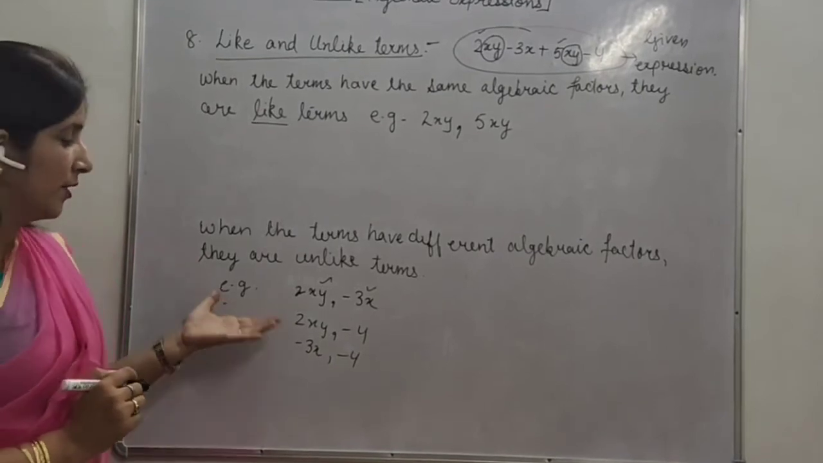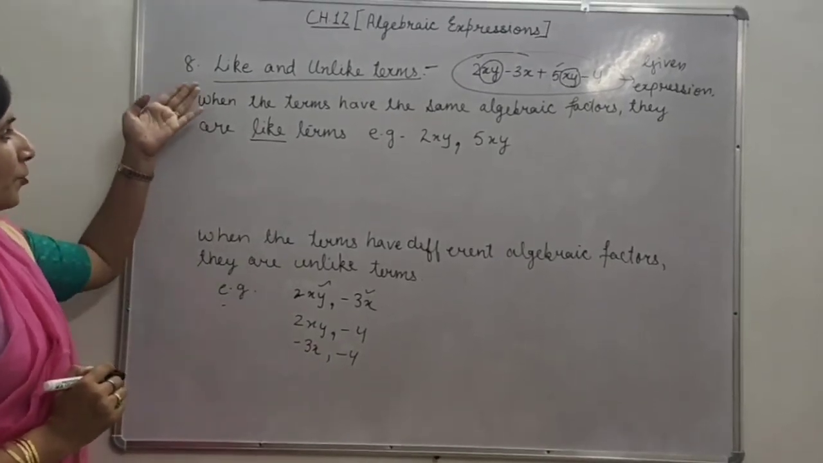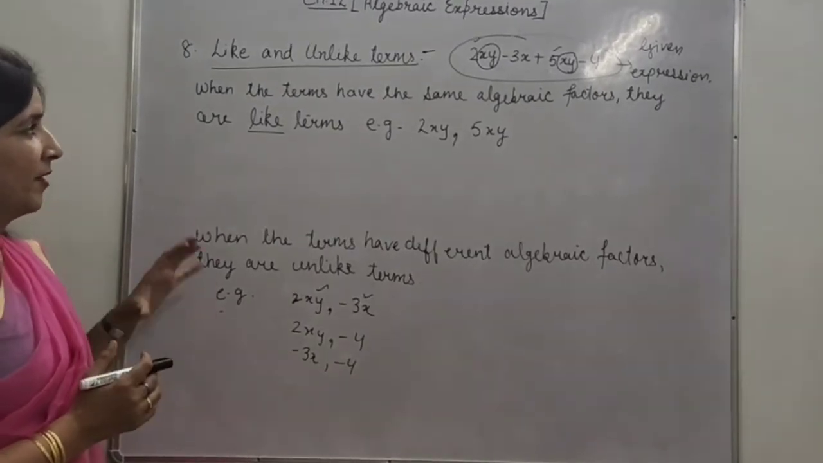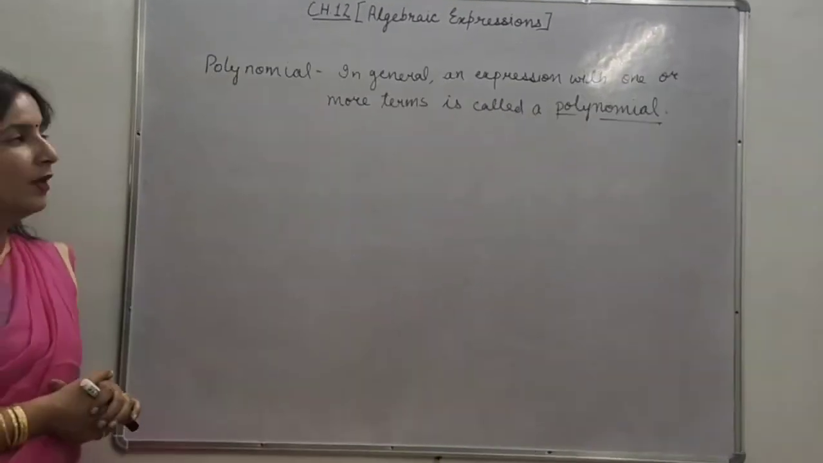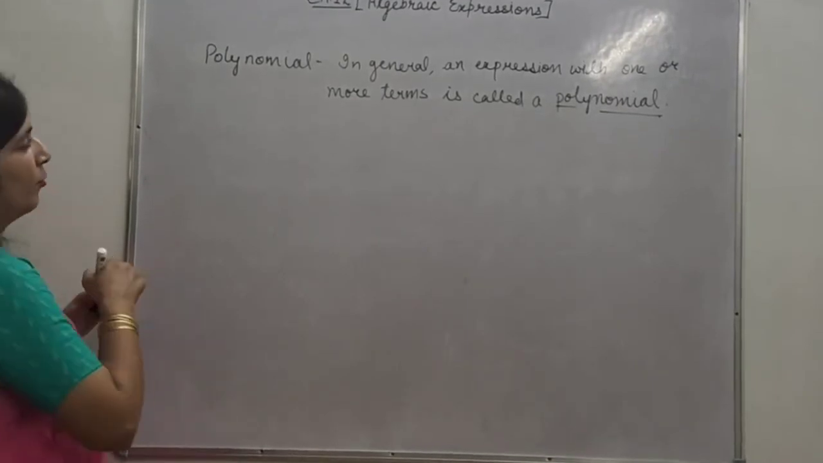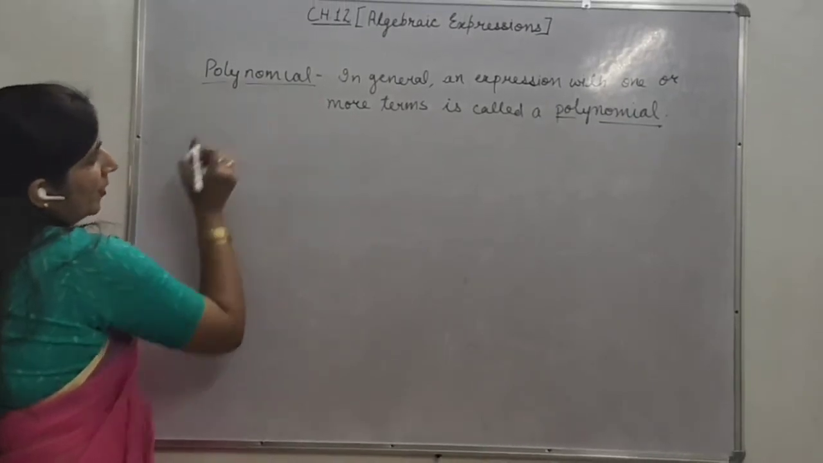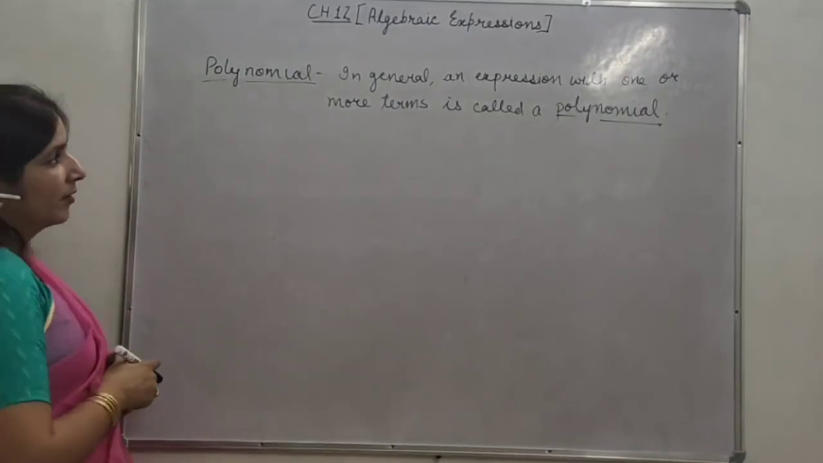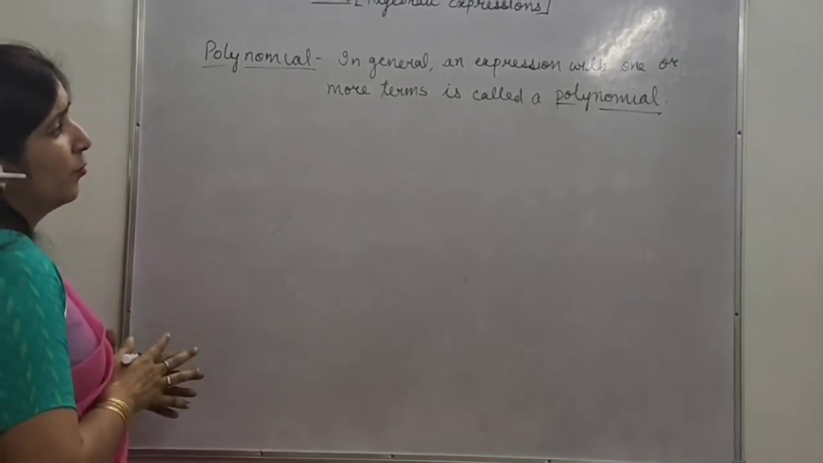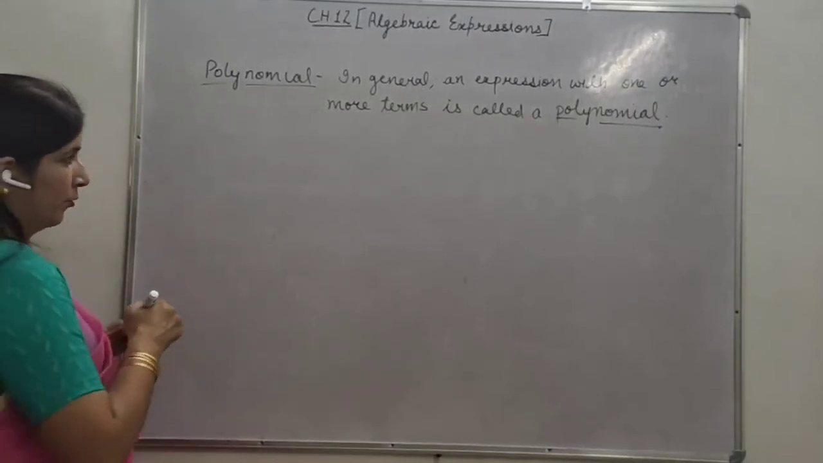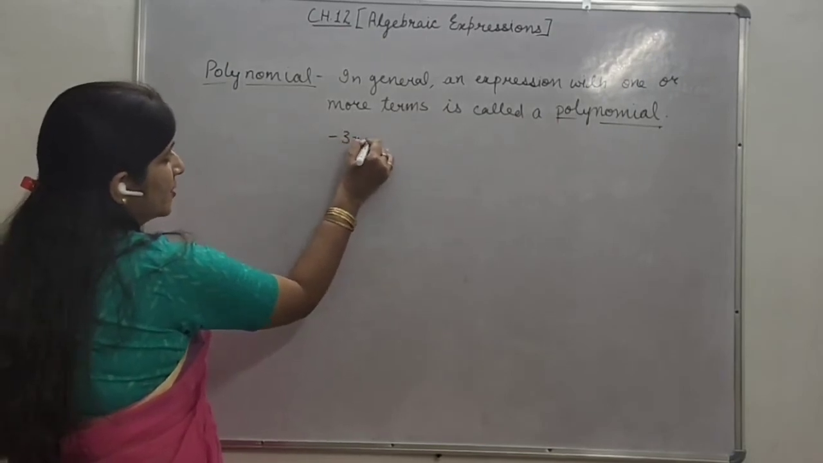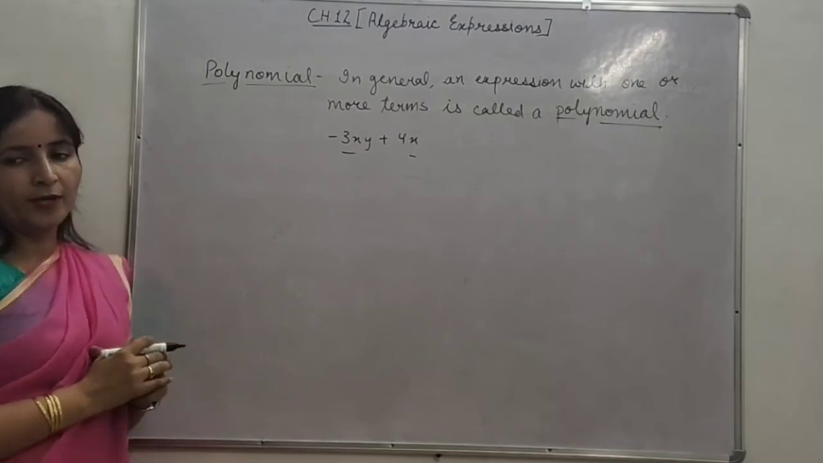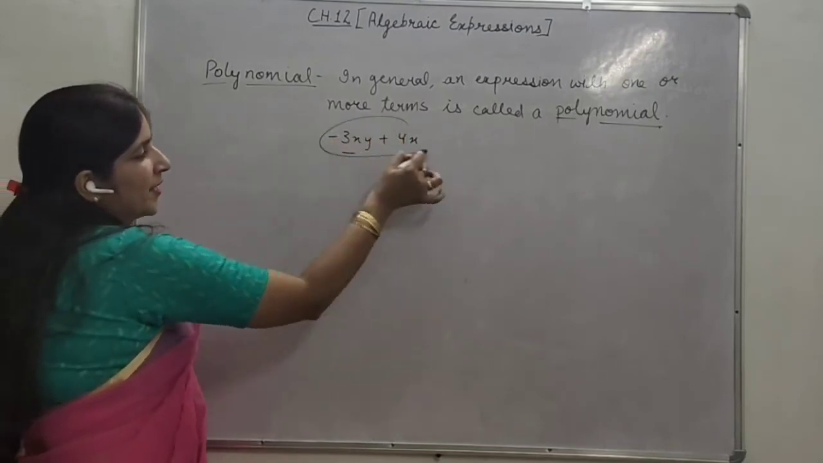So in this way, I hope you understood about like and unlike terms. This is a really important topic for your class. Now students, let us understand one more term, that is polynomial. What is a polynomial? If we write any expression, then in general an expression with one or more terms is called a polynomial. You can write any of the expressions. Suppose I have written this. So this is an expression, so this is also a polynomial. So generally we call all expressions polynomials.